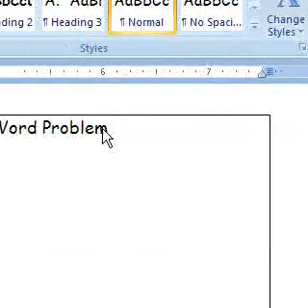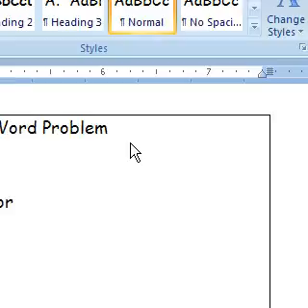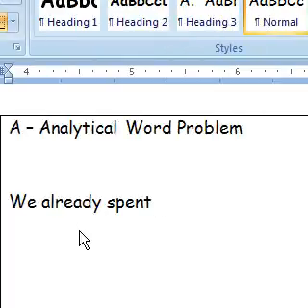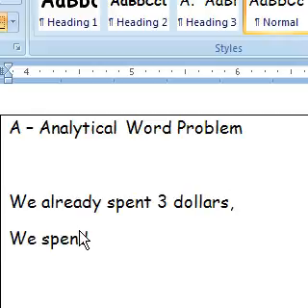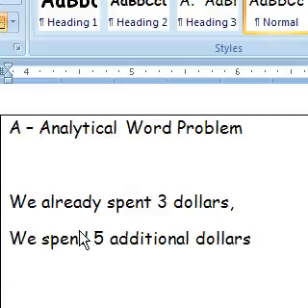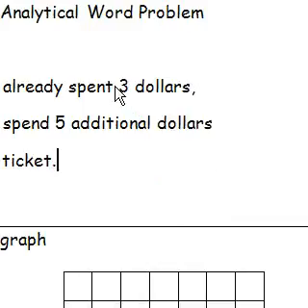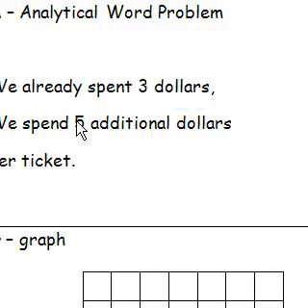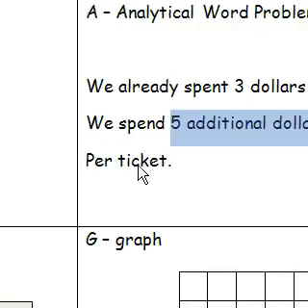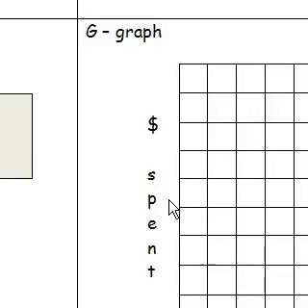Our analytical word problem, you just need to tell me we already spent $3. We spend $5 additional per ticket. This $3 is our constant amount. This $5 additional per ticket is our rate.